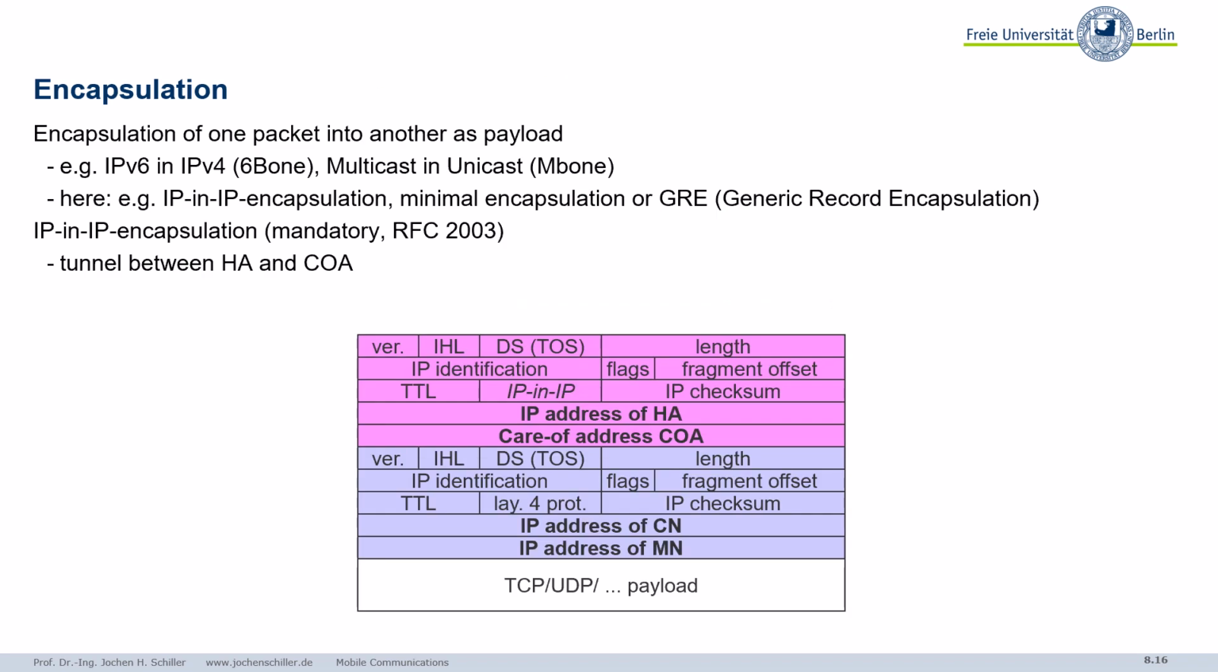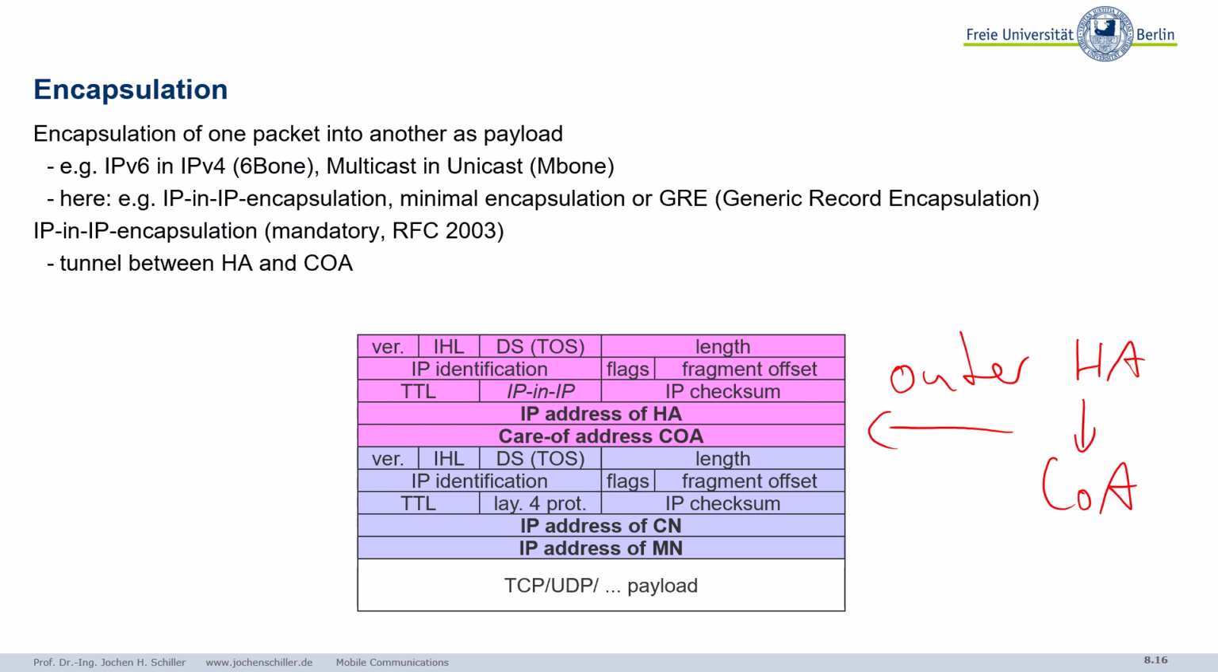You have your outer header, and the outer header says, okay, this is a packet that goes from the home agent to the care-of address. That's stated here.